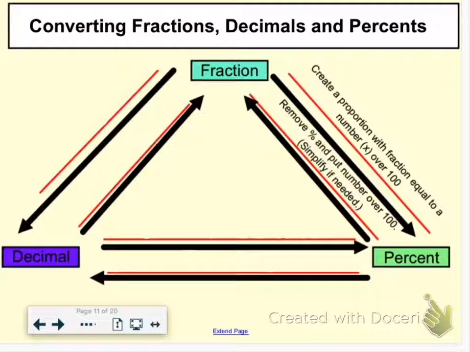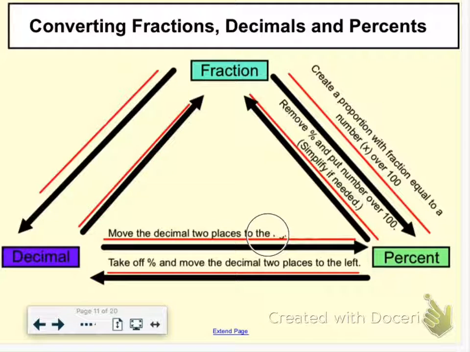Okay? Going from percents to decimals is super easy. So to go from a percent to a decimal, you're going to take off the percent sign. So you just take off that percent sign and move the decimal point 2 spots to the left. Okay? So that should be like a reminder, right? To go from a decimal to a percent is super easy as well. You're going to move the decimal 2 places to the right and then add a percent.